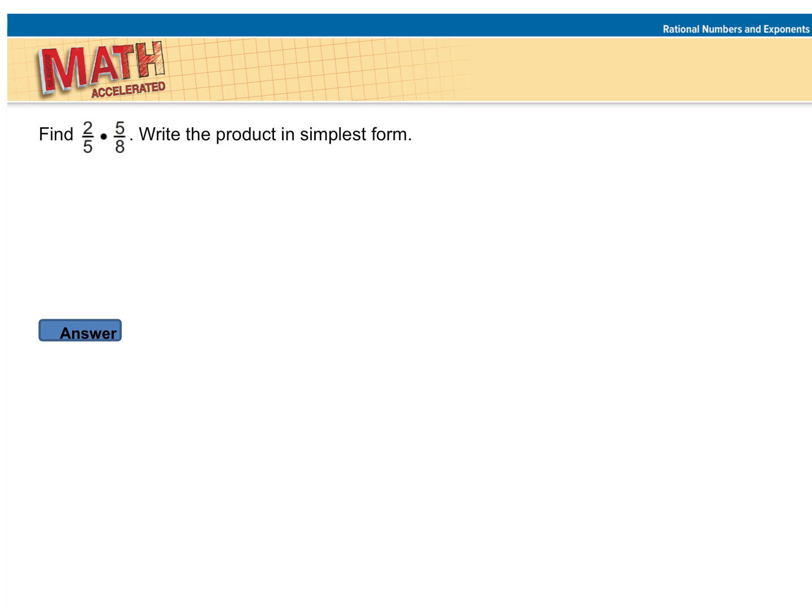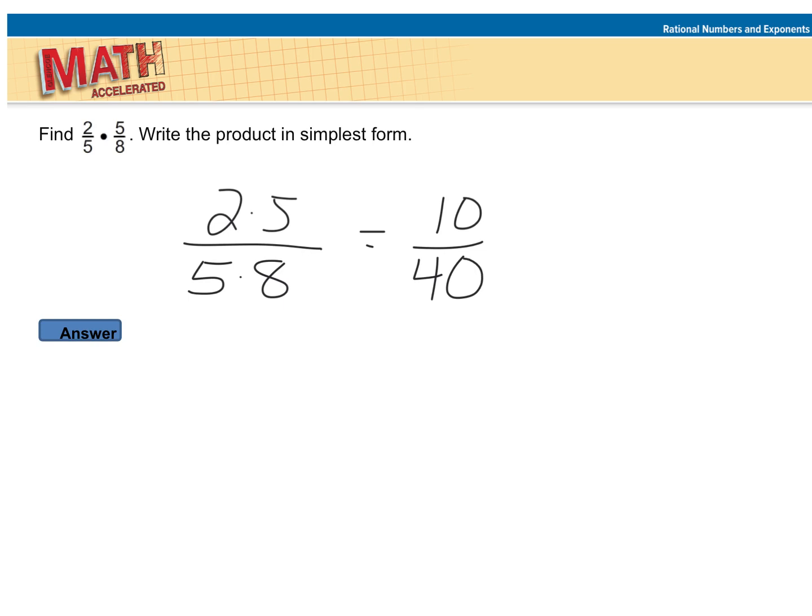All right, when we multiply fractions, how do we multiply fractions? Across. So what am I multiplying on the top? 2 times 5 gives you 10. What am I multiplying on the bottom? 5 times 8 gives you 40. Can that be reduced?